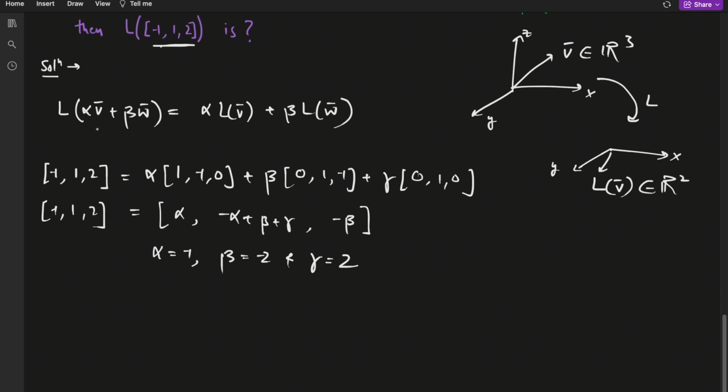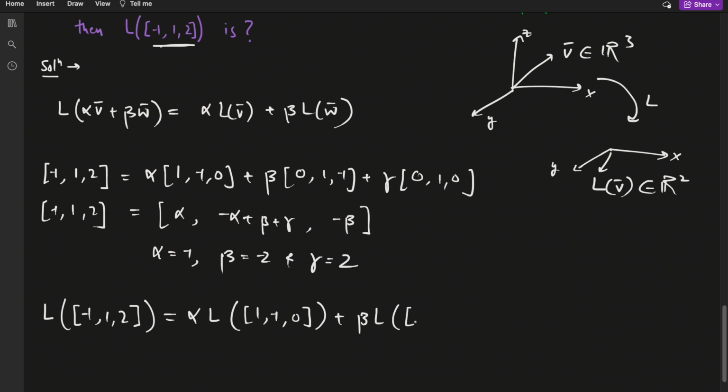Very simple. Now the linearity property says that if this vector is written as a linear combination of these three vectors, then the transformation of this vector can also be written as a linear combination of the transformed vectors. That is alpha times L of the first vector, 1 minus 1 0, plus beta times L of the second vector, 0 1 minus 1, plus gamma times the transformation of the third vector, 0 1 0. This is the property of linear transformation, guys, by the way.